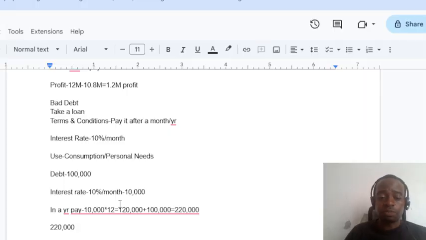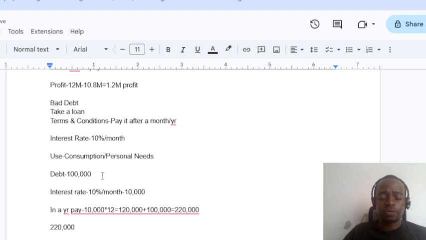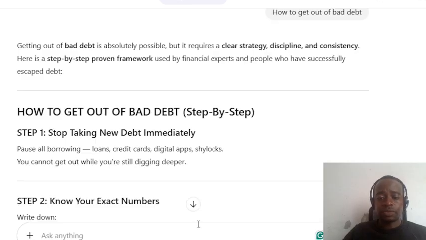And worse off, probably if you default, there might be, let's say, an interest rate of, assuming, 0.5% penalty daily. All right, so this is an example of bad debt. I've shown you the examples of bad debt and good debt.